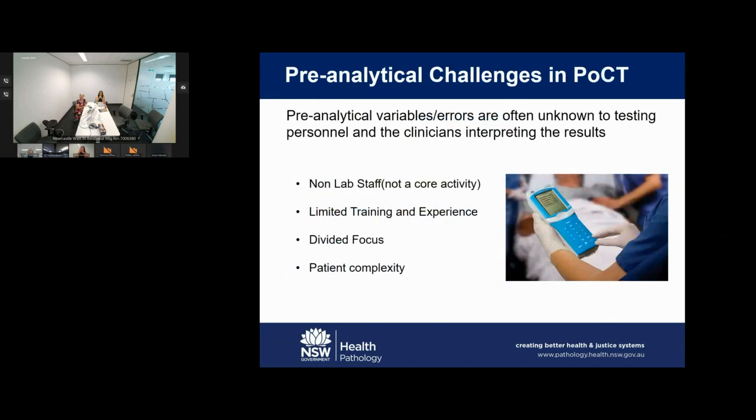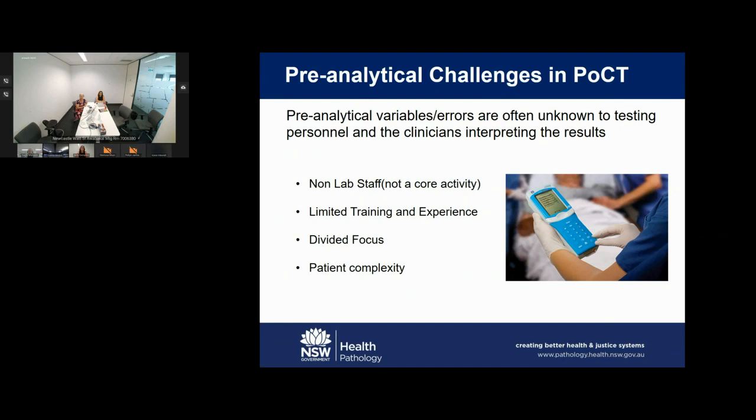and I think the most important thing to understand is the pre-analytical errors can often be unknown because the personnel that actually do the interpretation of the clinical results and decide on treatment are not the people that are actually collecting the point of care sample. The setting that you collect these samples in is busy. You've got divided focus, you've got a lot of patient complexity, you've got multiple tasks that you're asked to do in the course of your day, and you're not laboratory staff. It's not your core activity.